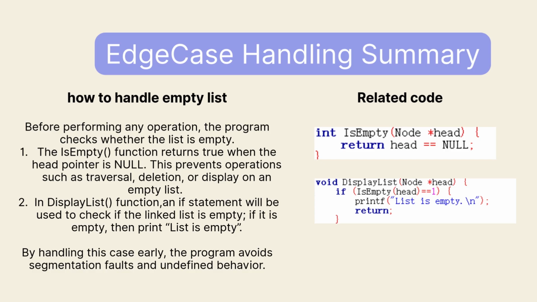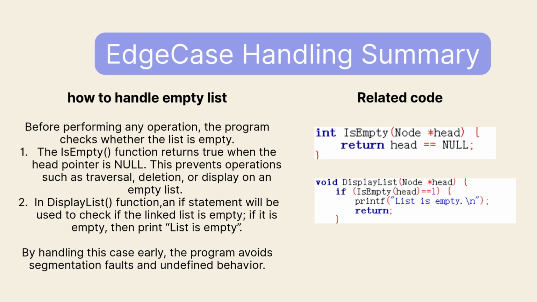And for how to handle an empty list. Before performing any operation, the program checks whether the list is empty. The isEmpty function returns true when the head pointer is NULL, which prevents operations such as traversal, deletion, or display on an empty list.